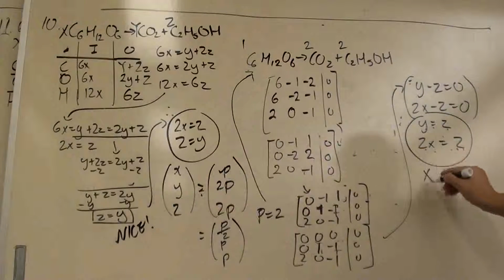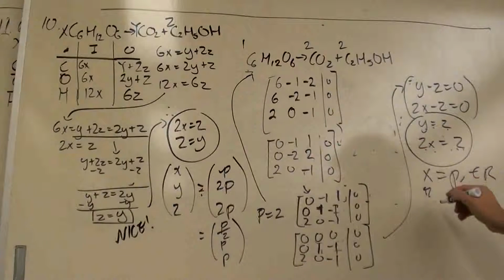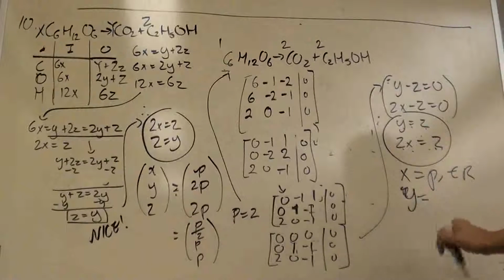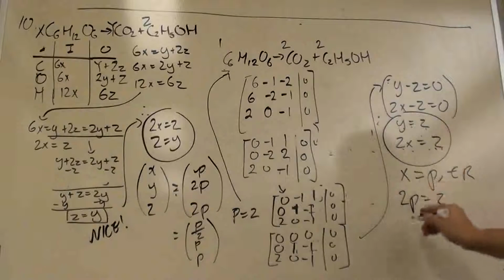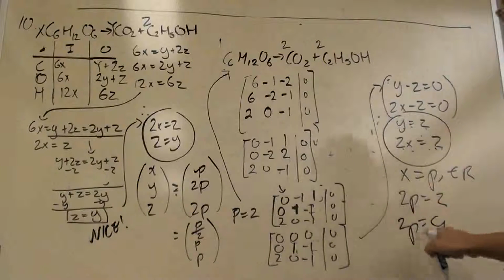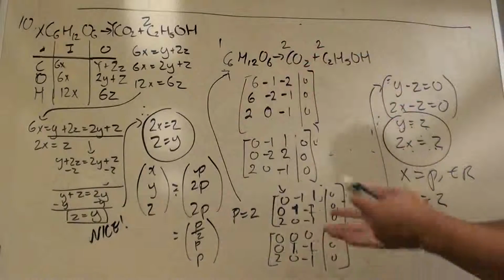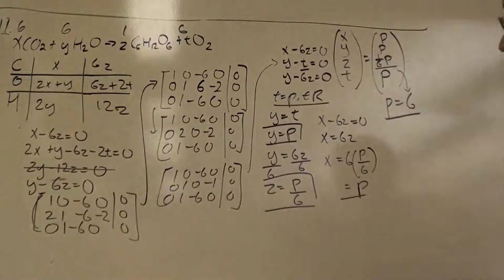So I'll just write it just in case. Let x be p, a real number. You guys can see, right? So 2p equals z, and z equals y, so y also equals 2p. That's exactly the same thing as what we saw here. So, nothing more to say. It's solved, right?